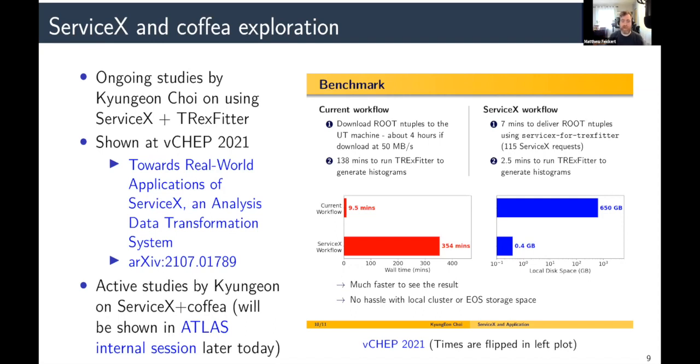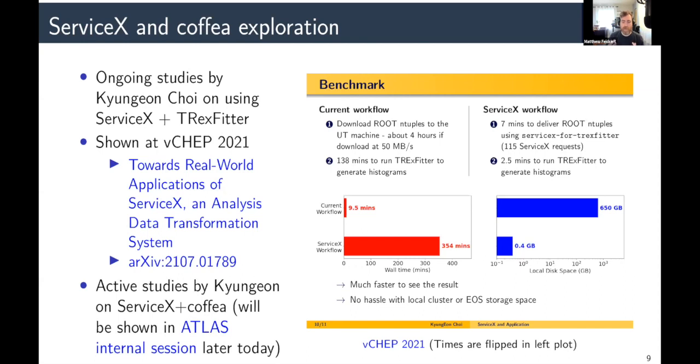Yes, exactly, Ben. So I'll get to Ben's comment in a second. Yeah, so the left-hand side is showing ROOT n-tuples and TRExFitter, and showing basically that's his benchmark standard workflow, and then the ServiceX workflow that was used then showed quite a bit of speed up.